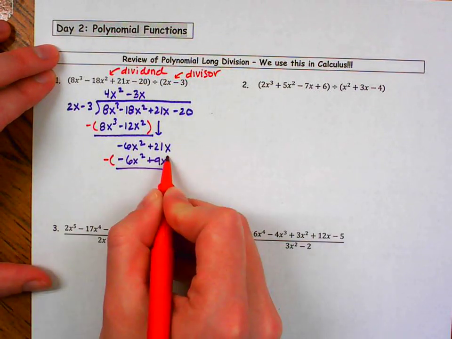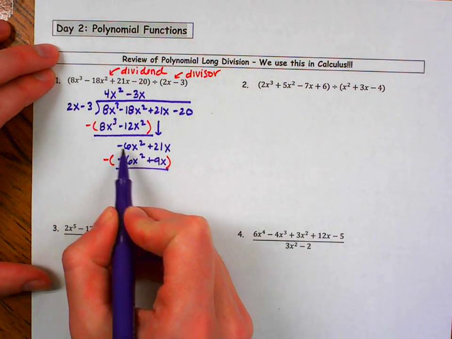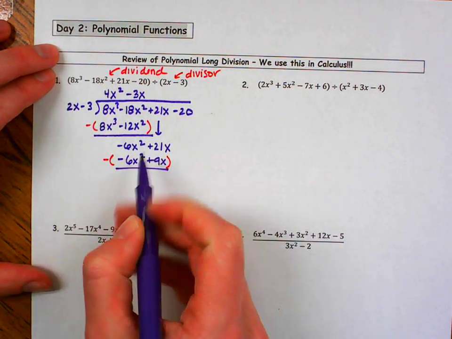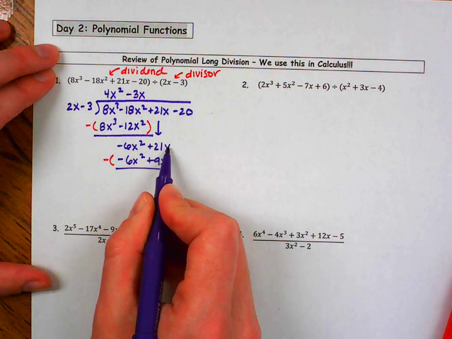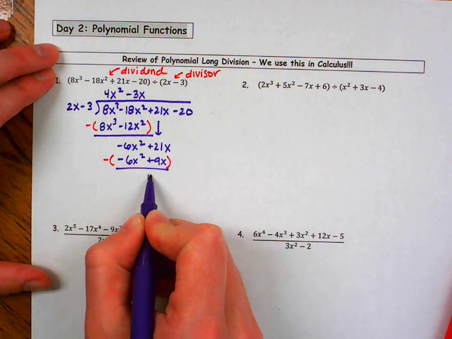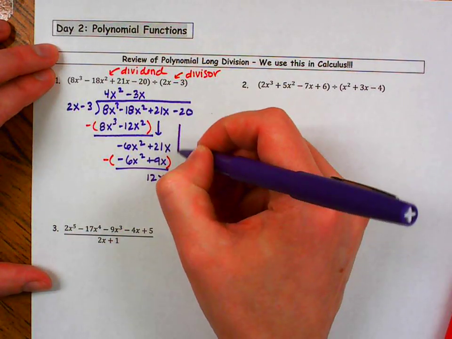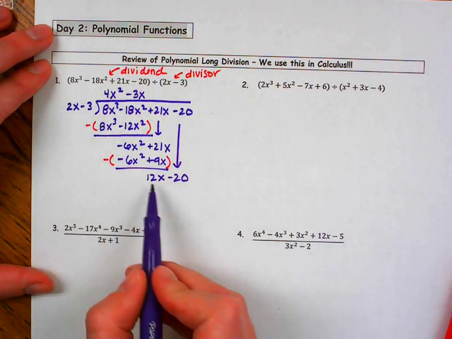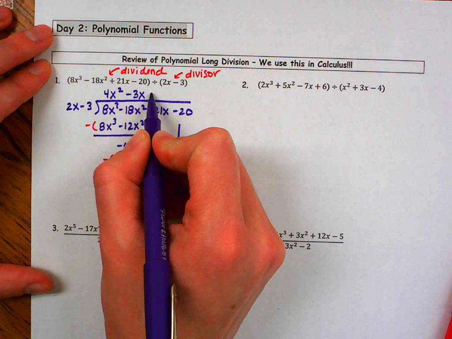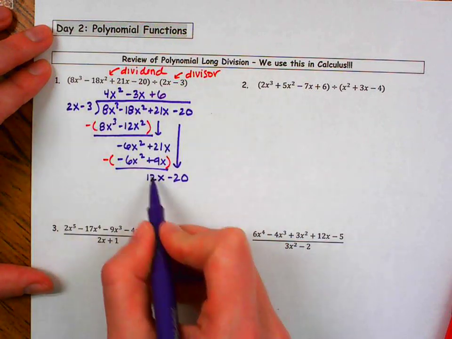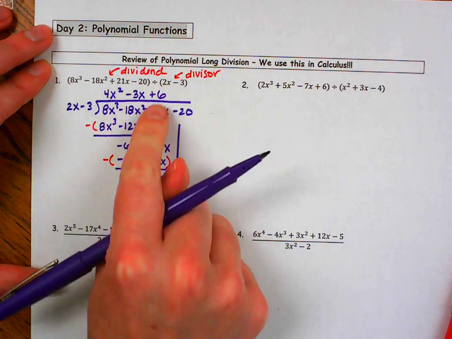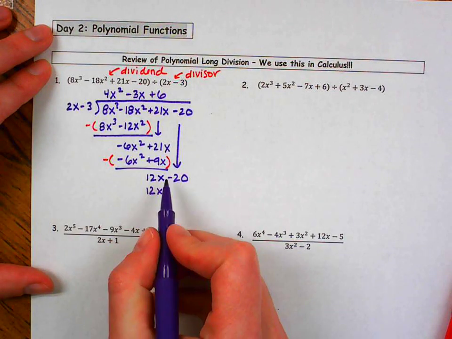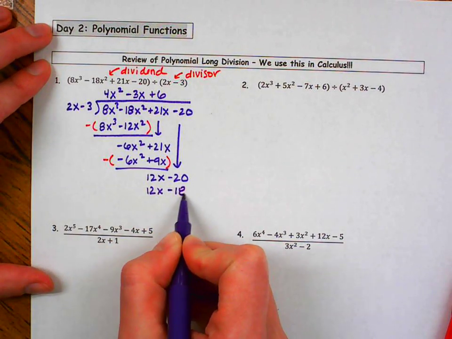And then I'm going to subtract what I have. So I have a negative 6x squared plus 6x squared, that's 0, and a 21x minus 9x, which will give me 12x. I'm going to do this again. I drop my negative 20. And then I'm going to say, can I take 2x into 12x? Well, yes, I can. It goes in 6 times. I distribute. And again, I'm distributing this 6 times my divisor, which will give me 12x minus 18.